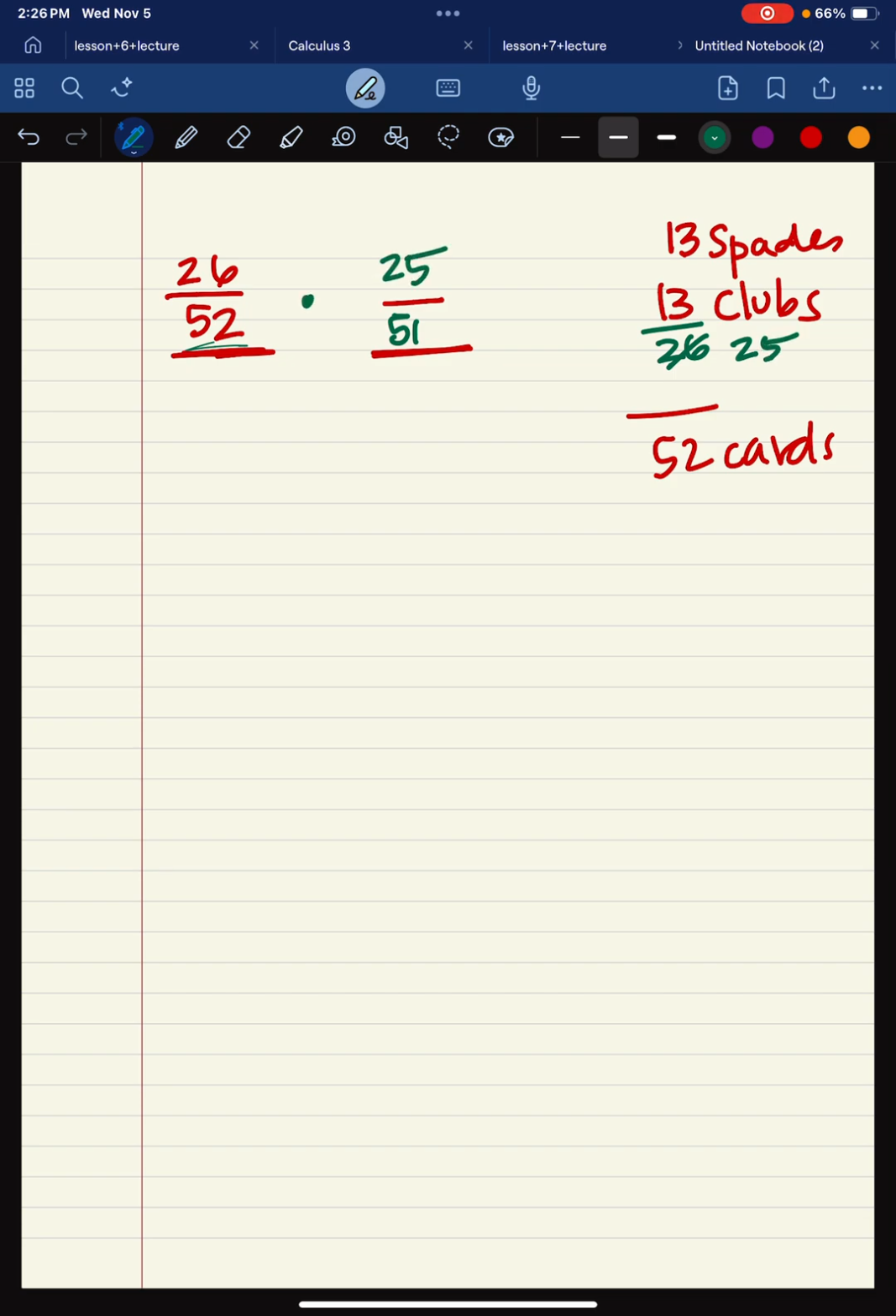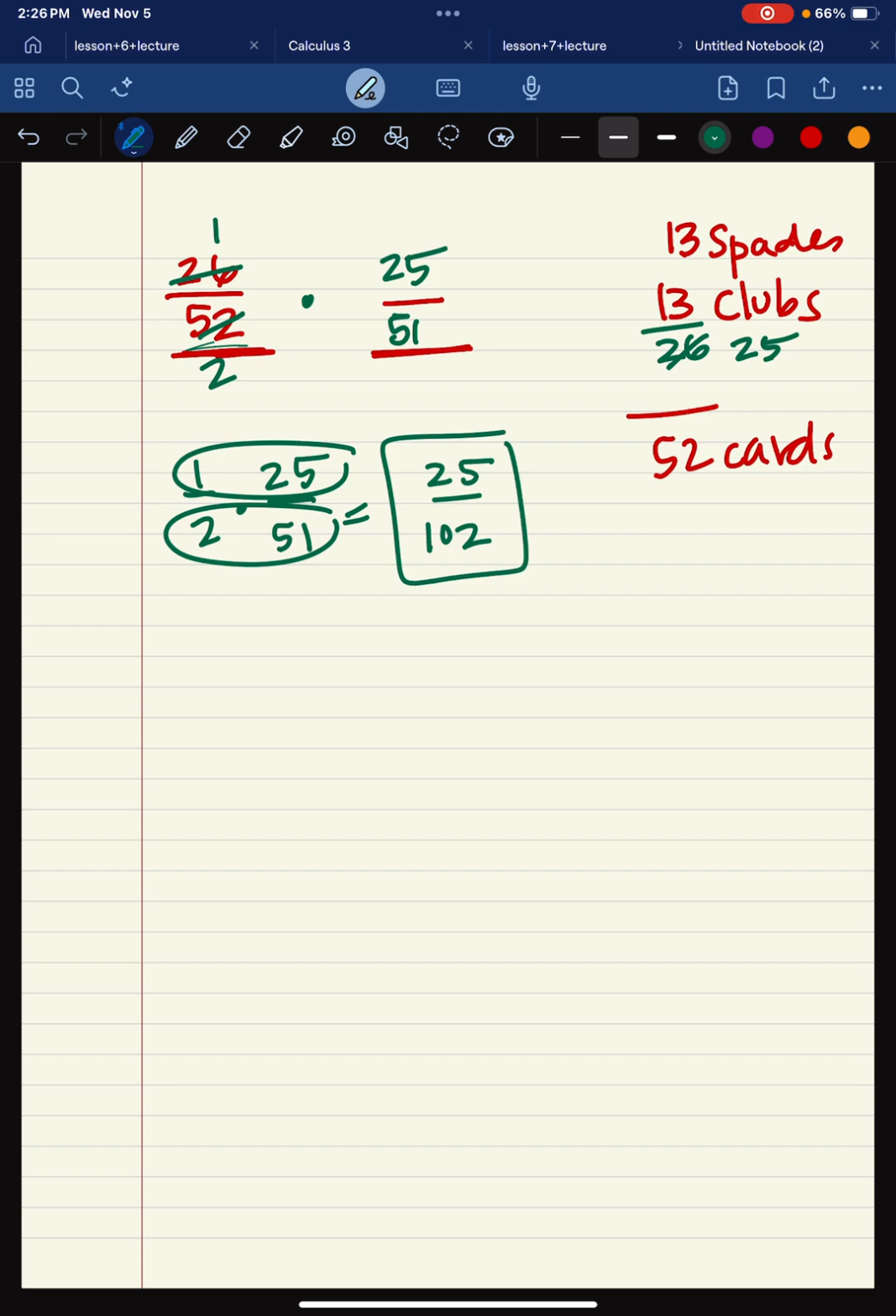Okay, so here's how it would look then, and so then we just have to figure out the math. As far as figuring out the math, you can multiply them and then reduce. I prefer to reduce first. So 26 over 52 is 1/2. If I multiply across the top, I get 25, and if I multiply across the bottom, I get 102. So that's how we get that particular answer.